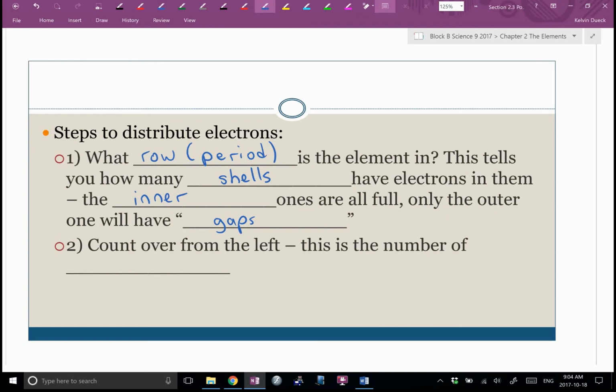Count over from the left. Boom, boom, boom, boom, boom, boom, boom. This is the number of valence electrons. What does valence mean? I used that word on purpose. What did we say valence meant? I said it was really important. You better go look at your notes. Okay, so that's the number of outermost shell electrons.